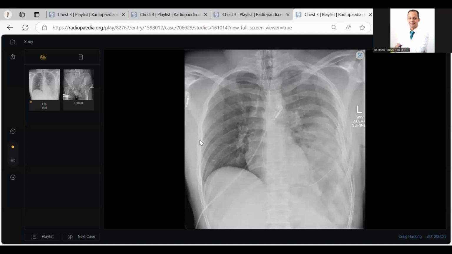Sorry, I forgot to mention the lines. I think there are a few chest leads and an NG tube. I can see the tip of the NG tube, which is projecting towards the left hemithorax. I can also appreciate multiple rib fractures along the left lateral chest wall, and I think a few of the ribs are broken at 2 points. What is your differential diagnosis?